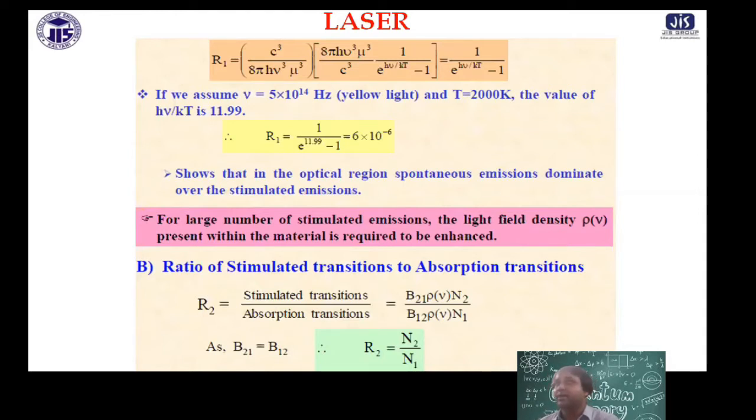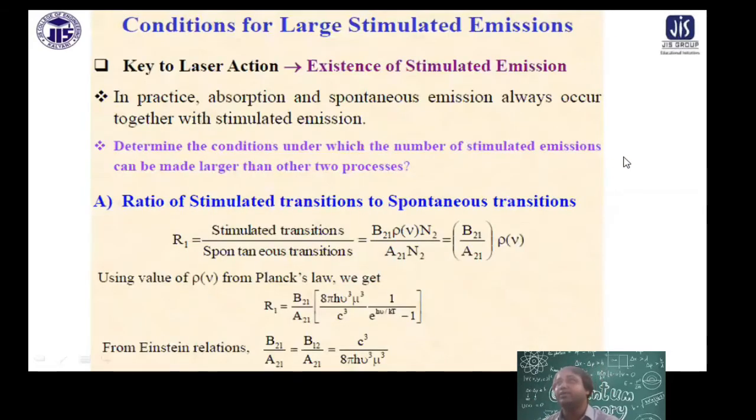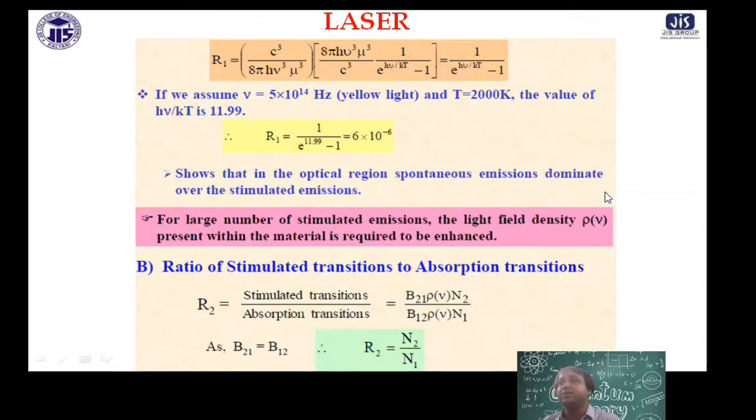So the message is that if the stimulated emission has to be the dominant one, if that rate has to be enhanced, then N2 has to be high. N2 high means you need to keep more atoms in the excited state. The question is, how do you keep them? Because in a normal excited state, the atoms can stay for a lifetime of only 10 to the power minus 9 seconds. So how do you attain it?